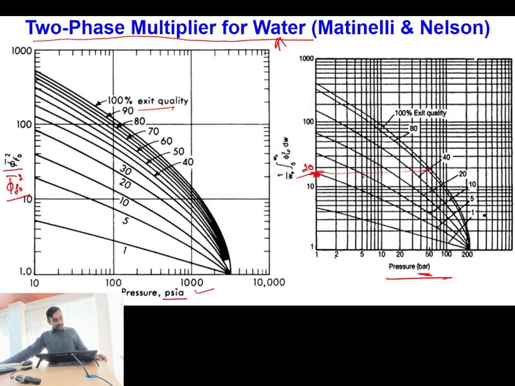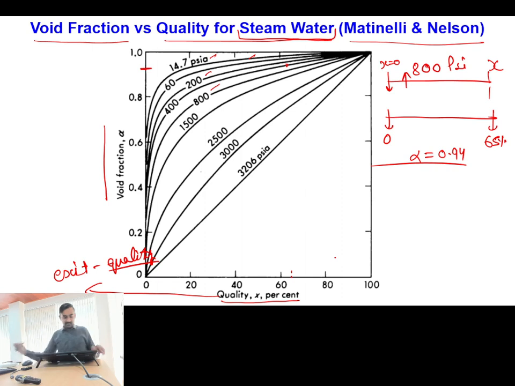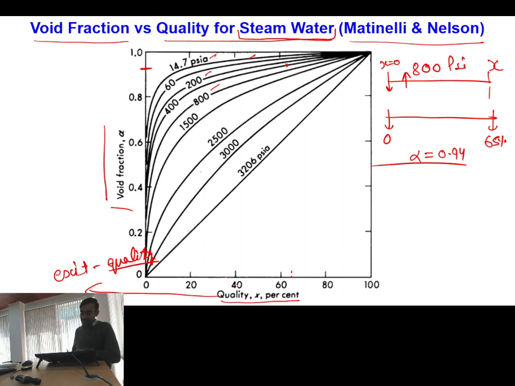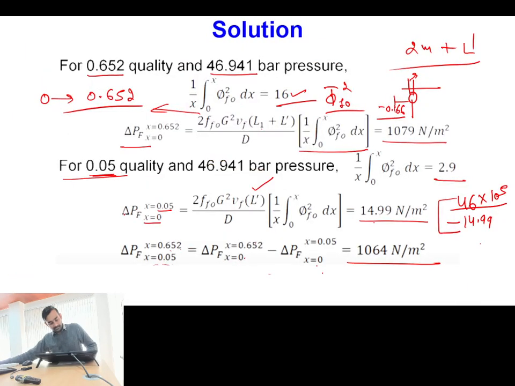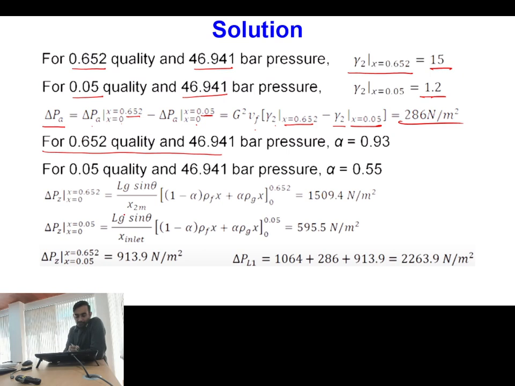So how can I determine void fraction? This is the plot. If I know exit quality, if I know pressure, I can calculate the corresponding value of void fraction from this plot. Okay. So for exit quality of 0.652 and pressure of 46, my void fraction is 0.93. For exit quality of 0.05 and pressure of 46, void fraction is 0.55.